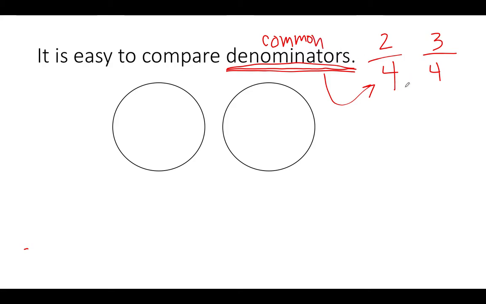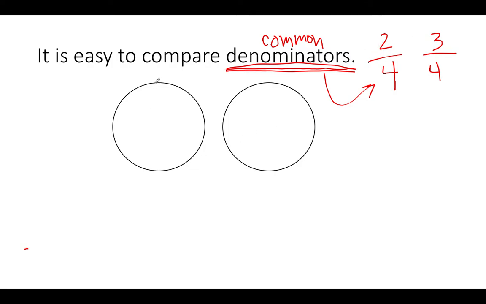I hope you thought in your mind something like it's easy because the pieces are the same size, so we just want more of them. In that case, I'm thinking the denominator tells me the size of the pieces, and so if the denominators are the same, that means the size of the pieces is the same. And so then I just decide that I want more pieces. Most kids know that 3/4 is more than 2/4 because 3 pieces is more than 2 pieces.